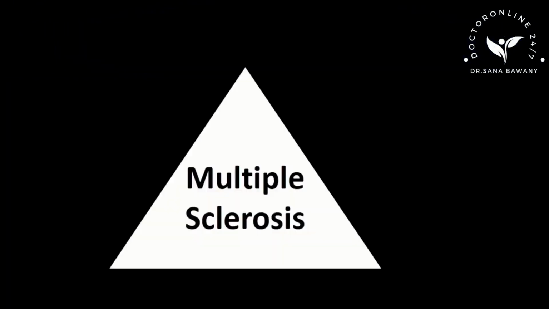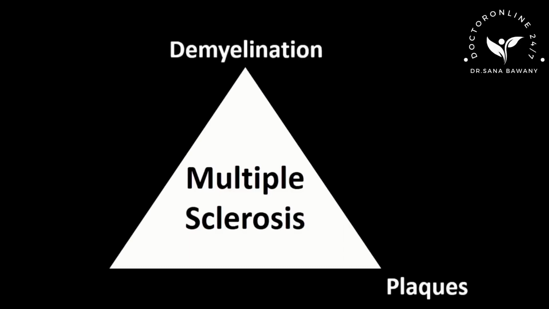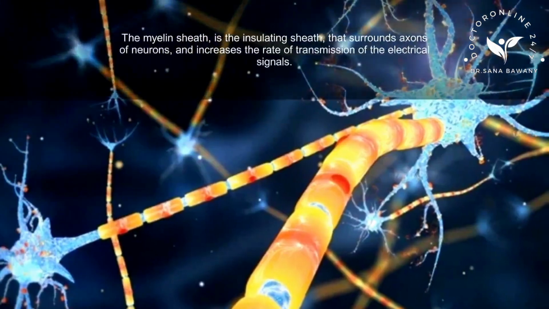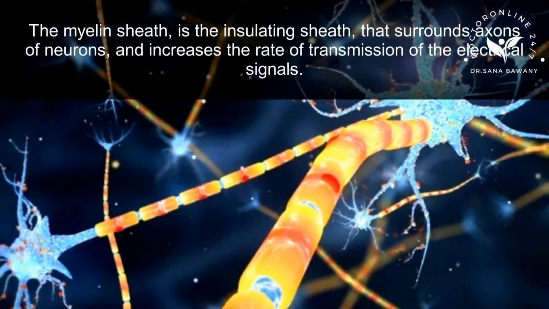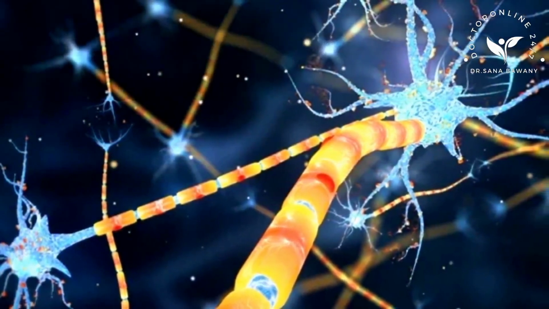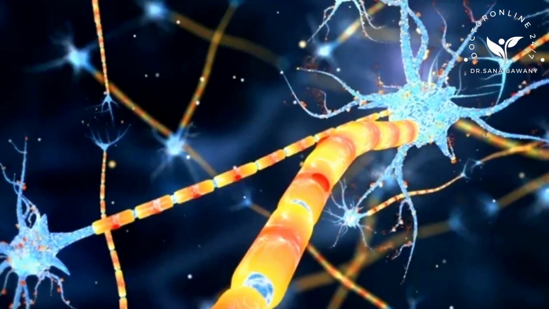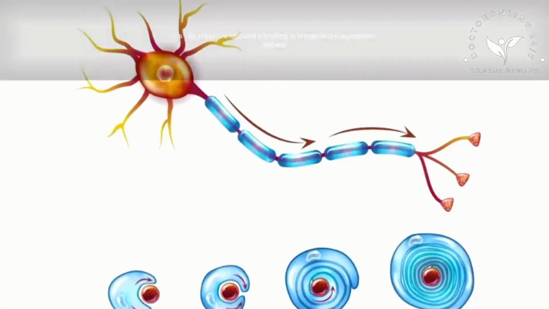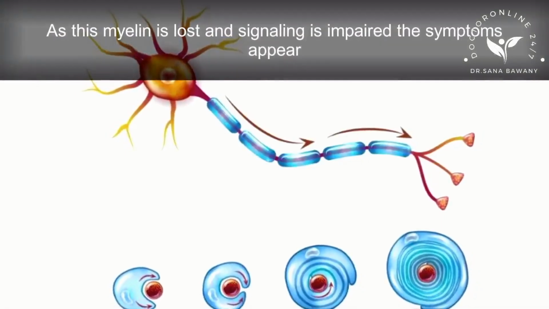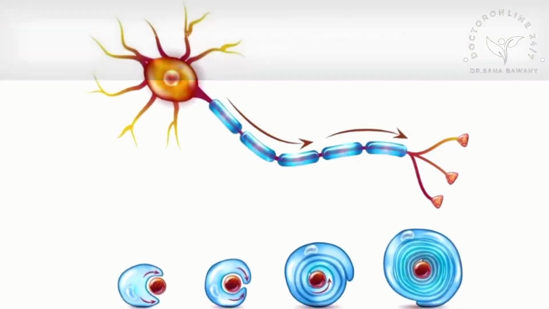The disease is characterized by demyelination, which means the loss of the myelin sheath and associated plaques in the central nervous system as a result of focal inflammation. The myelin sheath is the insulating sheath that surrounds axons of neurons and increases the rate of transmission of the electrical signals. As this myelin is lost and signaling is impaired, the symptoms appear.